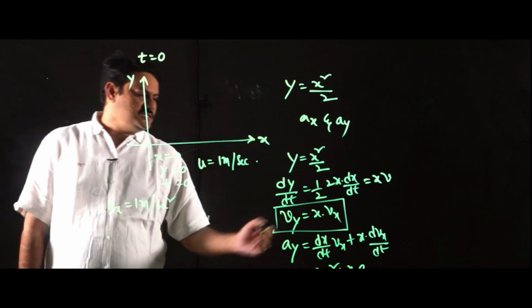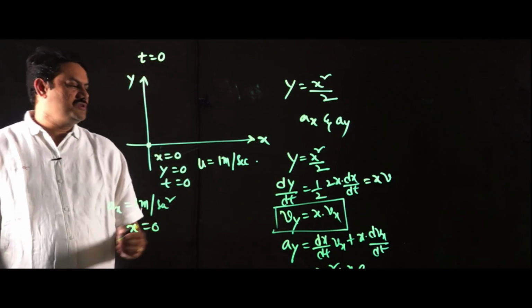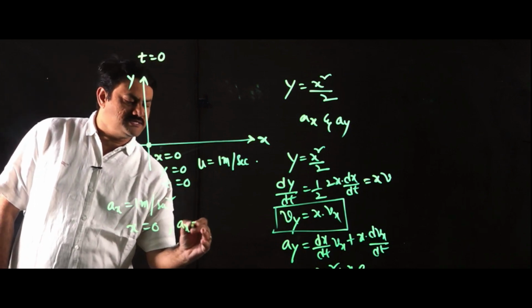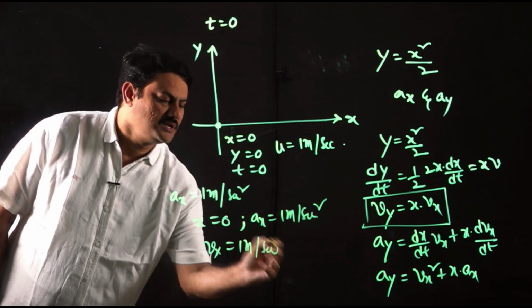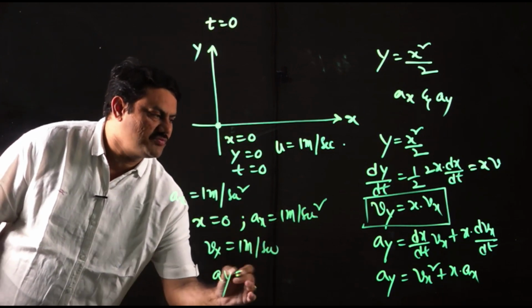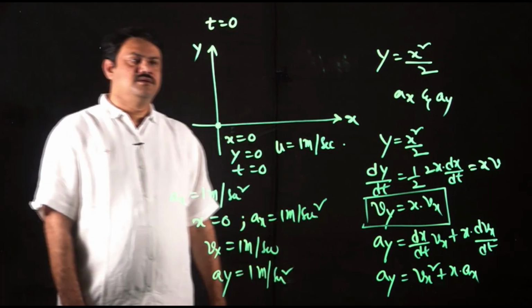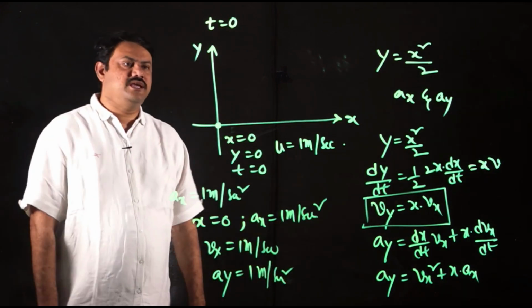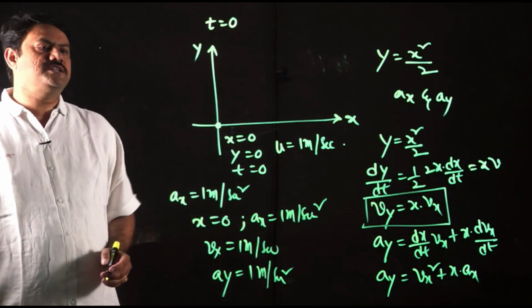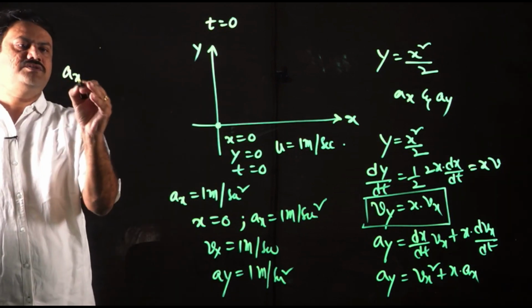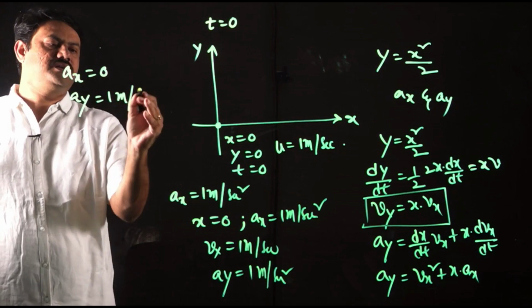If the particle is at the origin, x is equal to 0 and ax is given as 1 meter per second square, and vx is equal to 1 meter per second at the origin. So therefore ay is equal to vx square, which means 1 meter per second square. In the second option, ax is equal to 0 implies ay is equal to 1 meter per second square at all times.